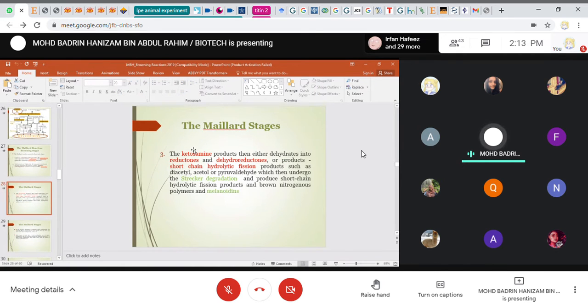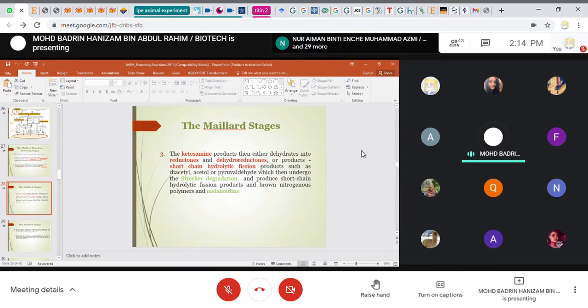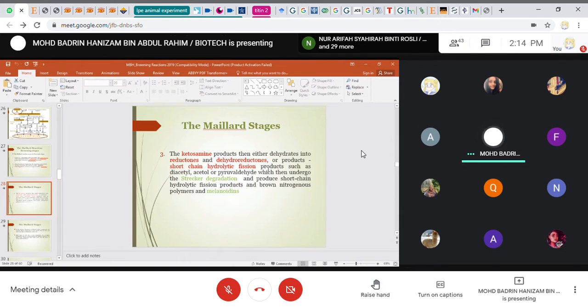So this ketosamine can undergo further reaction via several pathways, and one of the pathways can produce a reductone, butadiene, methyl glyoxal, and lots of other short chain hydrolytic fusion products such as diacetyl, acetol, pyruvaldehyde, which can undergo another type of reaction that's very important in this Maillard reaction step, which is called Strecker degradation.